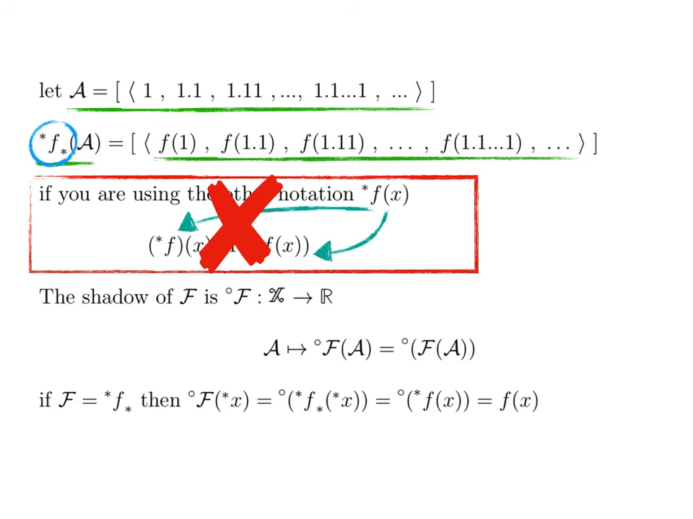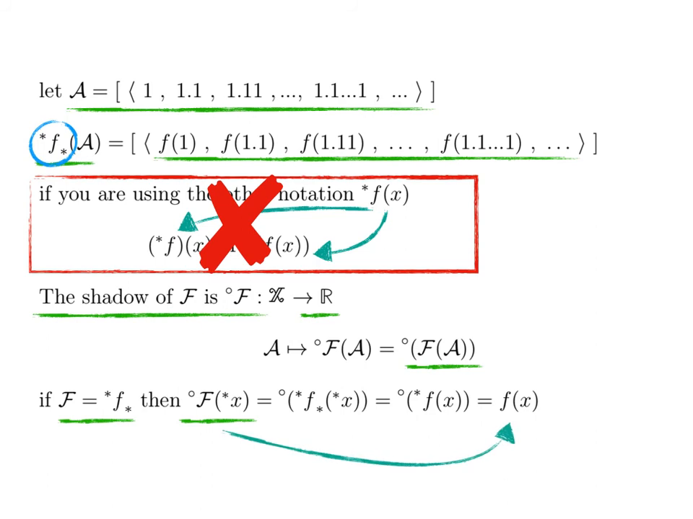Finally, we can define the shadow of a function f. We write it circle f. It takes an element of a hyperset, curly x, and gives us a real number. It is defined as the shadow acting on the hyperreal f of a. And in particular, if f is the extension of a real function, then you can show that circle f acting on star x is simply f of x.